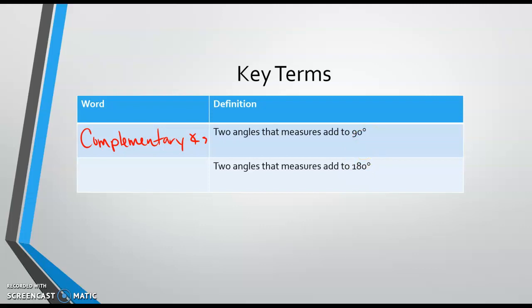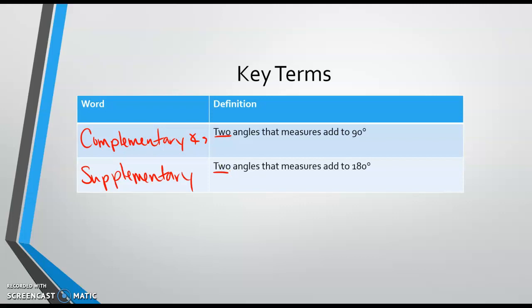So if you're needing some way to remember the difference between complementary and supplementary, complements are always right, meaning 90 degrees. Then two angles whose measures add to 180 would be supplementary, otherwise known as supplement.